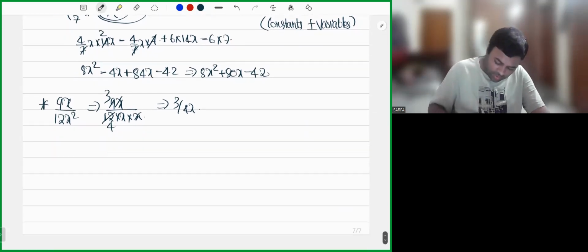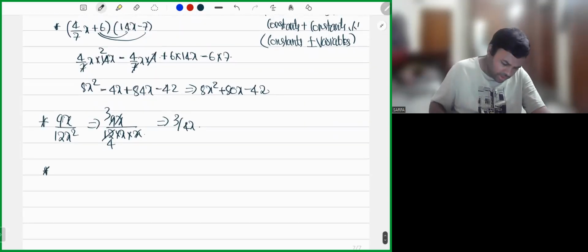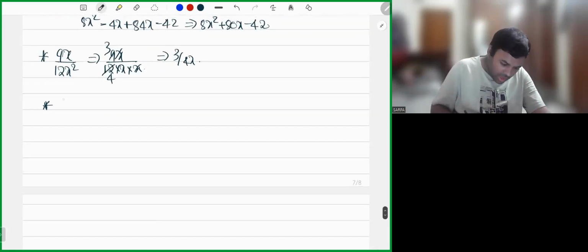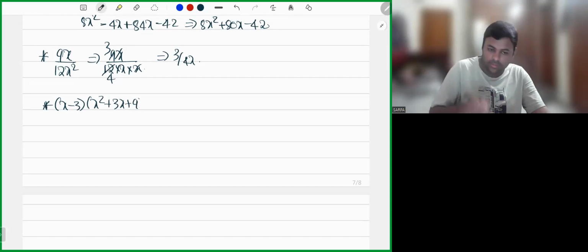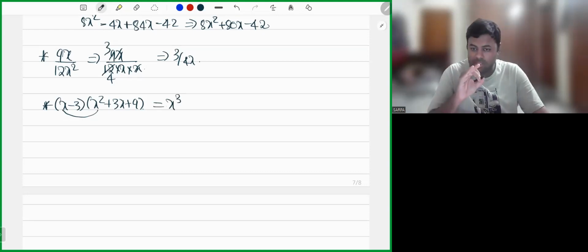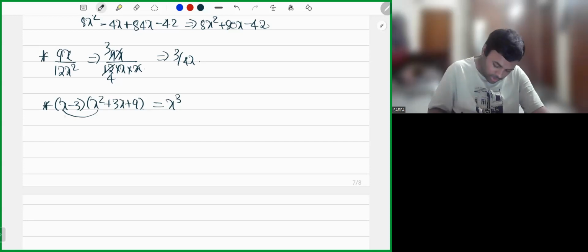Now, say for one more example, I'm having an equation like this. I'm having (x minus 3) into (x square plus 3x plus 9). Now, if x and x get multiplied, it will become x cube. Now, sir, how will it become x cube? Wait, I'll tell you one property. Don't worry.